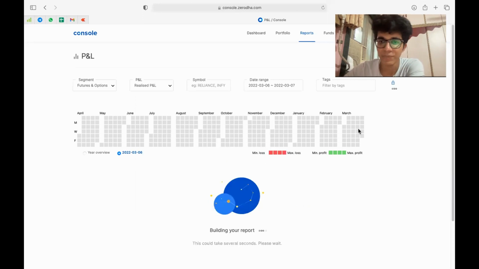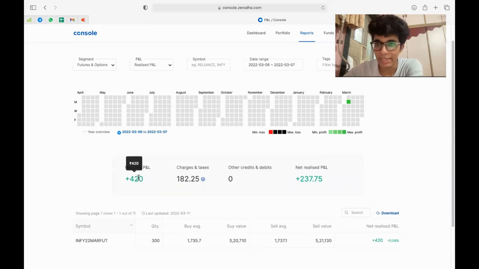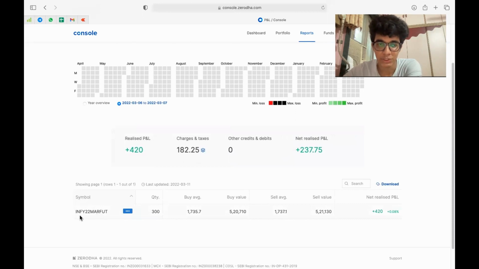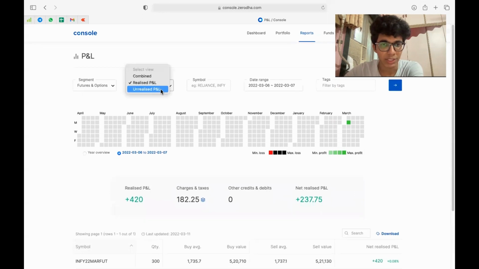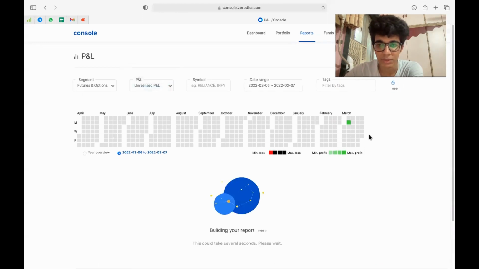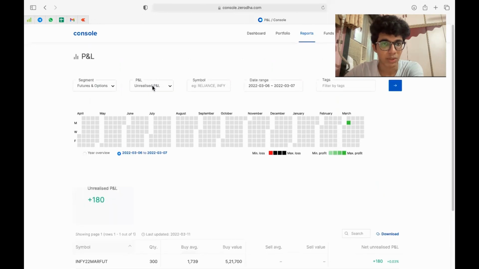So let's look at what trade I took on Monday. On Monday, I entered a position in Infosys March futures, and I booked 420 rupees profit. Now this was not my target; this was my stop loss that was hit. My target for this was probably 8K, 10K, but I was trailing my stop loss as the market was moving higher, and my trailing stop loss got hit, which was 420. And if you see, out of this 420, the charges were 182, so I only got like 237.